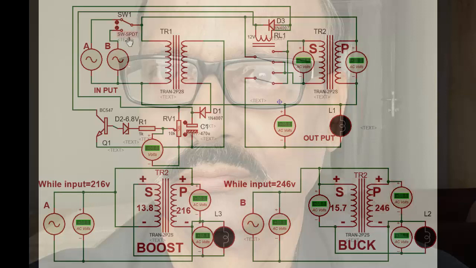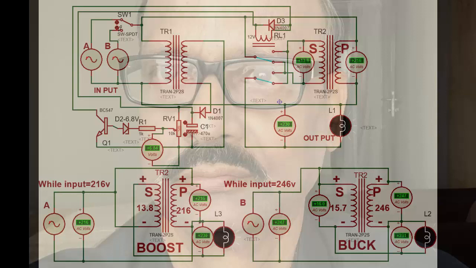Let's see the situation when the supply is given from A. What do we find? It applies 216 volts. You can see that it goes here, and then it gets 216 volts in the primary, and the secondary develops 13.8 volts. When this gets added, it is about 14, because it cannot show the decimal, so it is 230 volts. So what we get is 230 volts, the voltage is being boosted.